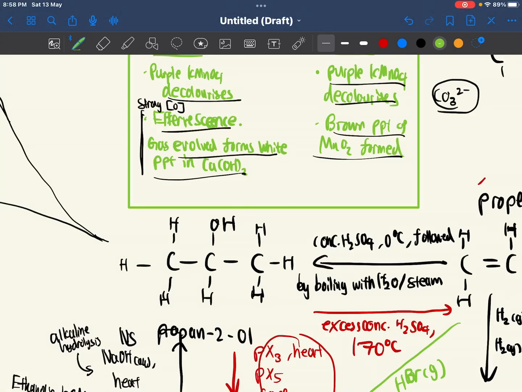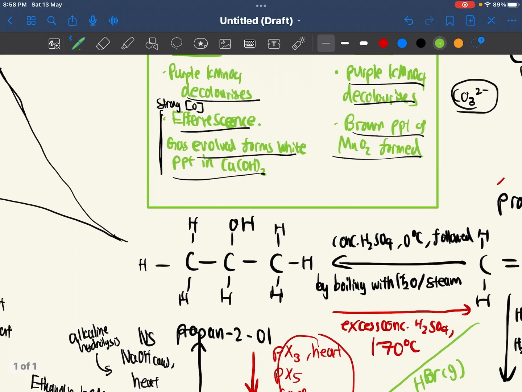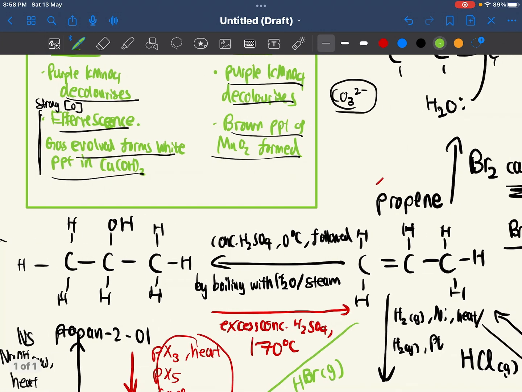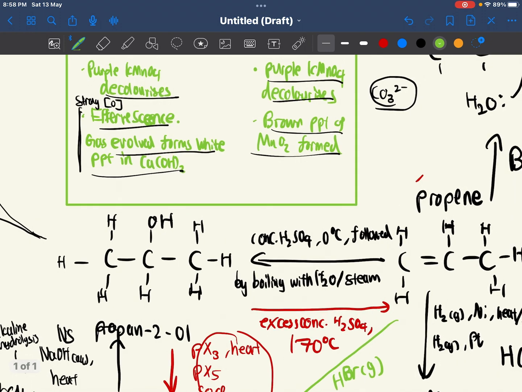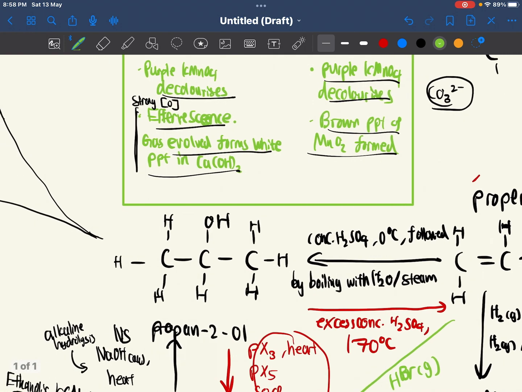Hi guys, so in this video we're going to be covering the world of alcohol, carboxylic acid, carbonyl compounds, and if possible nitrogen compounds as well. So we'll start from here. We have propan-2-ol, which we synthesize from propene. If you recall, it's concentrated sulfuric acid at 0 degrees followed by boiling with water or steam.